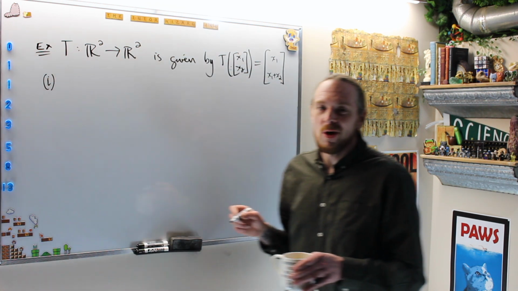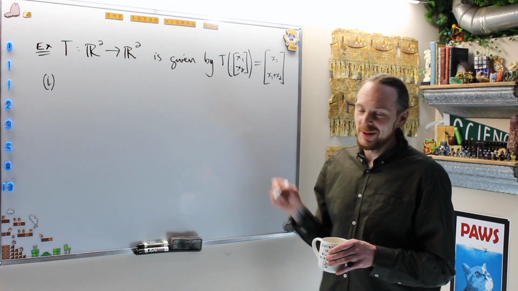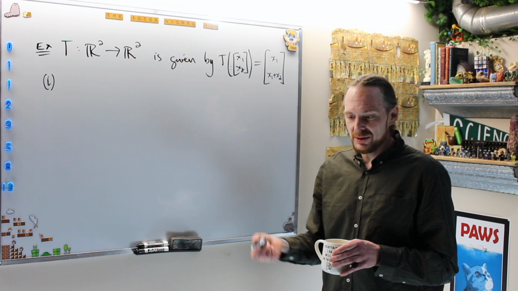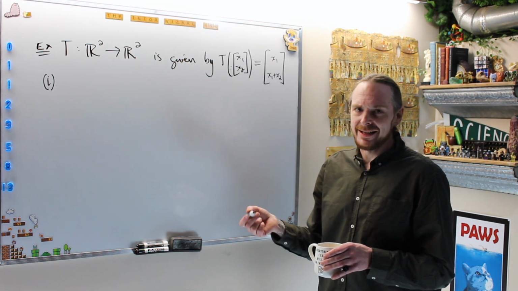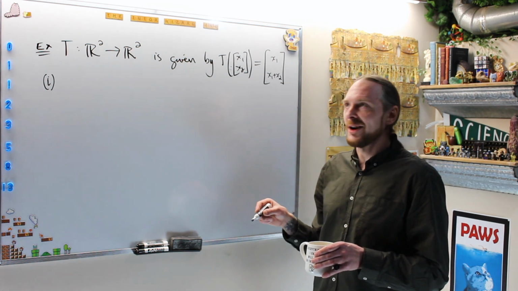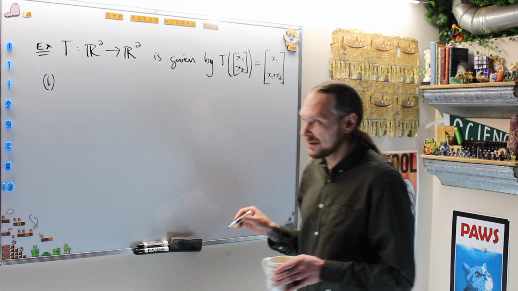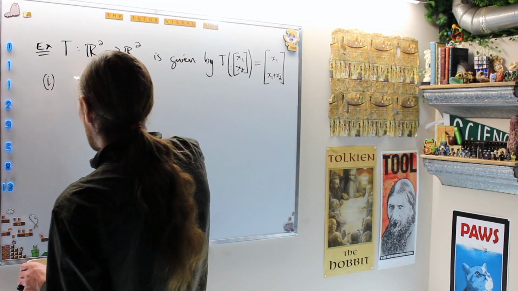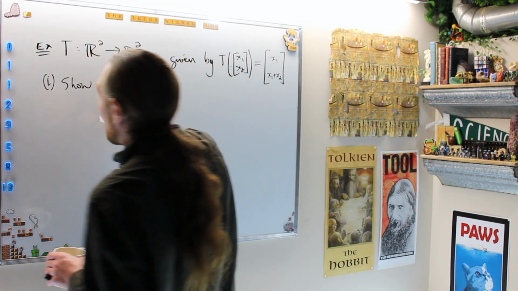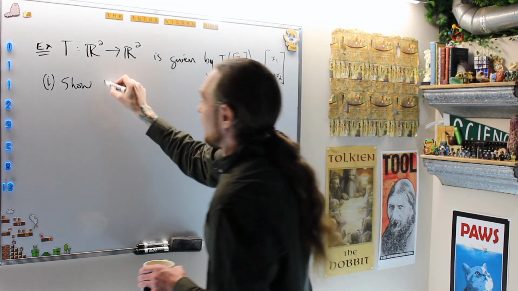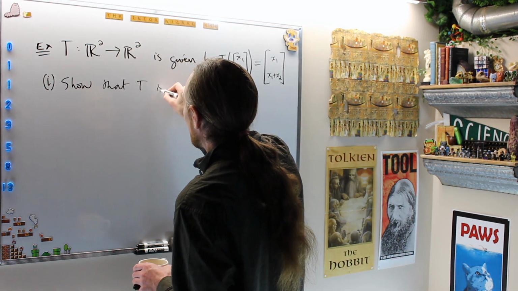These are the nice ones that you want on the exam. I'm being nice to you. I don't make you decide. I tell you, and then you have to show. Don't tell me, no, it's not linear. It is linear. Show it's linear. Don't try to argue that it's not. Trust me, it is. Absence of proof is not proof of absence. Show that T is linear.